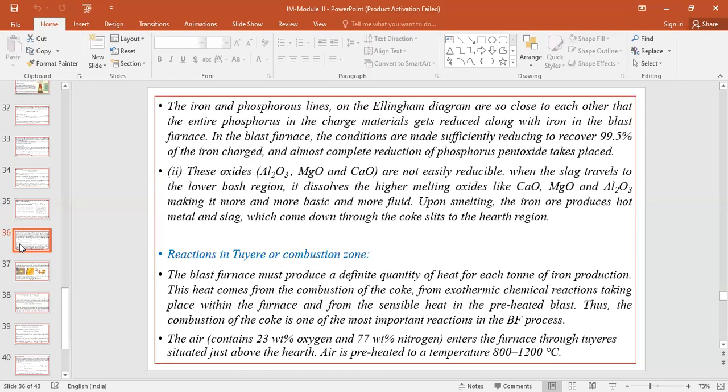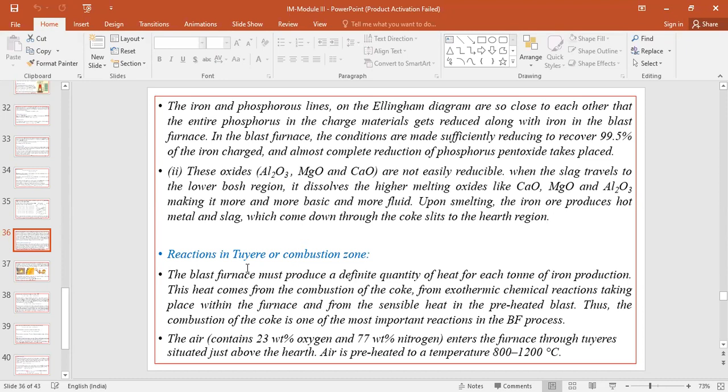Along with these oxides, there are oxides like Al2O3, MgO, and CaO. These are not easily reducible. So when the slag travels to the lower bosh region, these high melting oxides get dissolved, making it more and more basic and more fluid. Upon smelting, the iron ore produces hot metal as well as slag, which cools down through the bed of coke, and it finally settles down in the hearth of the blast furnace.